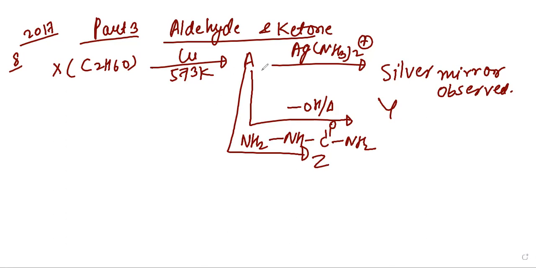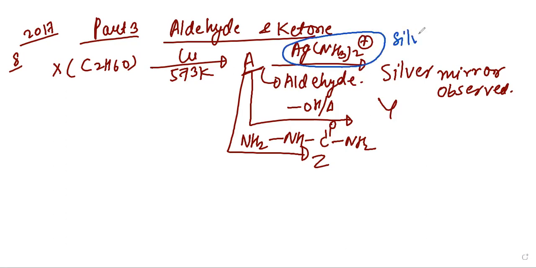So how will you identify A? It gives the silver mirror test. When silver ammonium is present, that is called the silver mirror test. So A must be an aldehyde, because only an aldehyde gives the silver mirror test, not a ketone or alcohol.